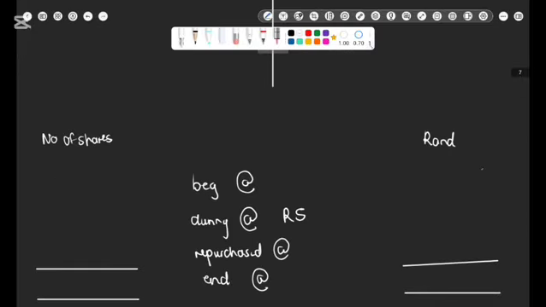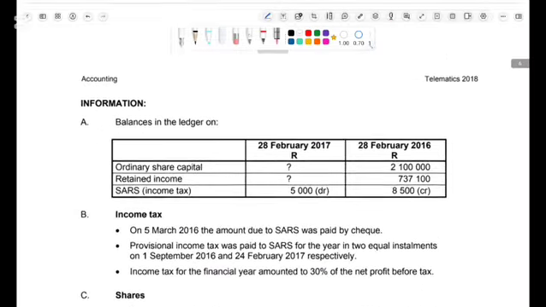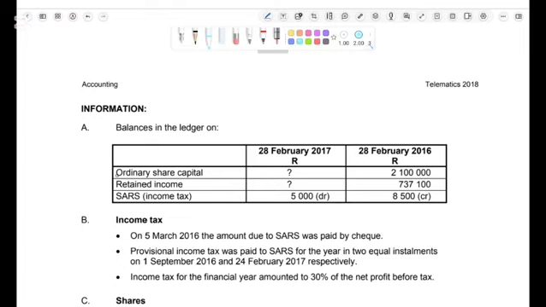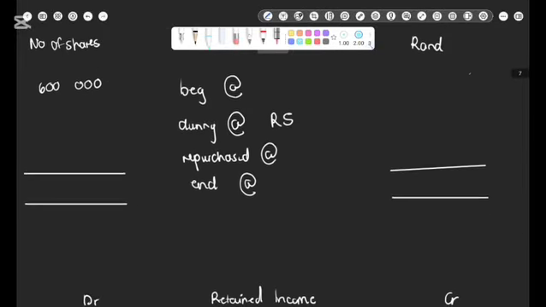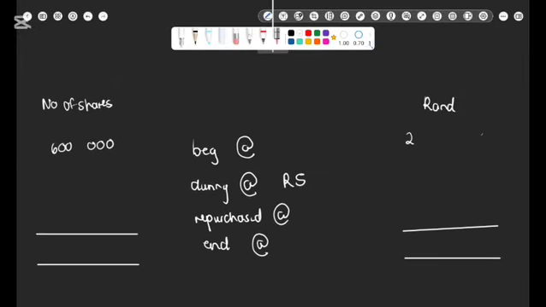So I'll go and write my 600,000 shares. Then my rand amount, right? My rand amount, if I go to my balances on my ledger, right? Here, ordinary share capital, 2,100,000. Remember, the end of last year becomes my opening this year. So this date is from last year, but it's the opening balance for this year. So at the beginning, I'll have the 2,100,000, right? Then if I take my 2,100,000 and I divide it by my 600,000, that will give me 3.50 rand per share. Okay, right?